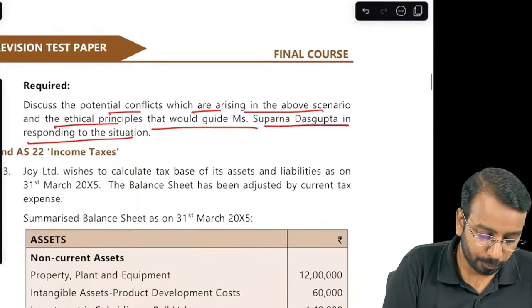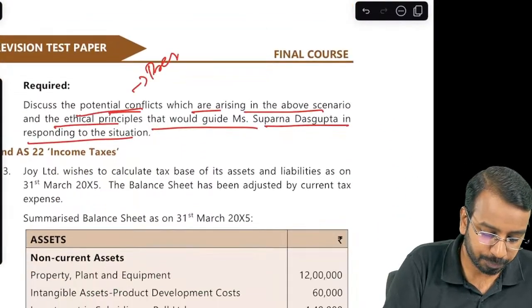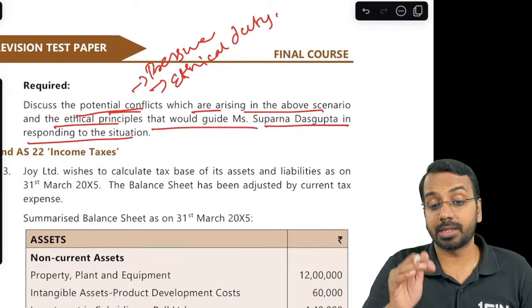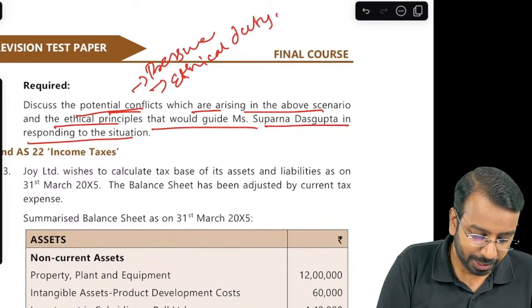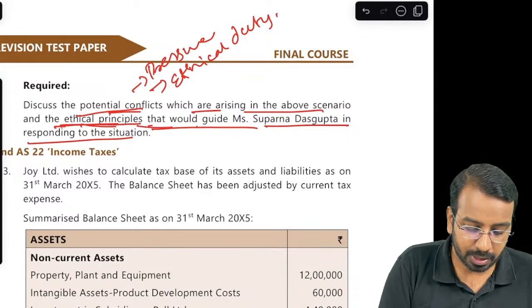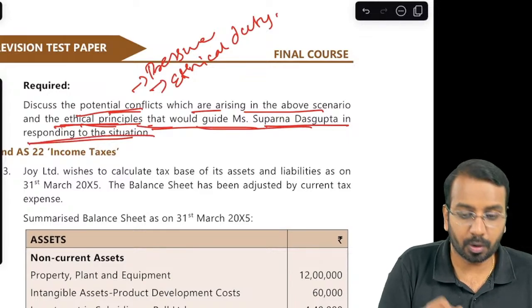Now the question is potential conflict. One is there is a pressure. Second one is there is an ethical duty towards the various stakeholders. Okay, and you are required to discuss the ethical principles that would guide Mrs. Suparna Das Gupta in responding to the situation.